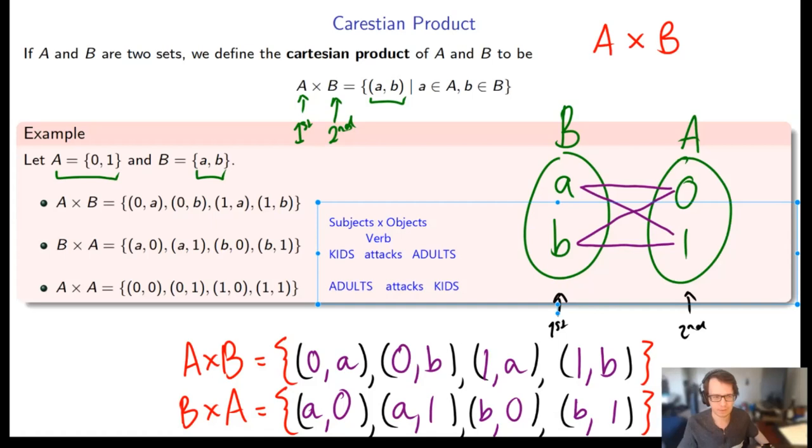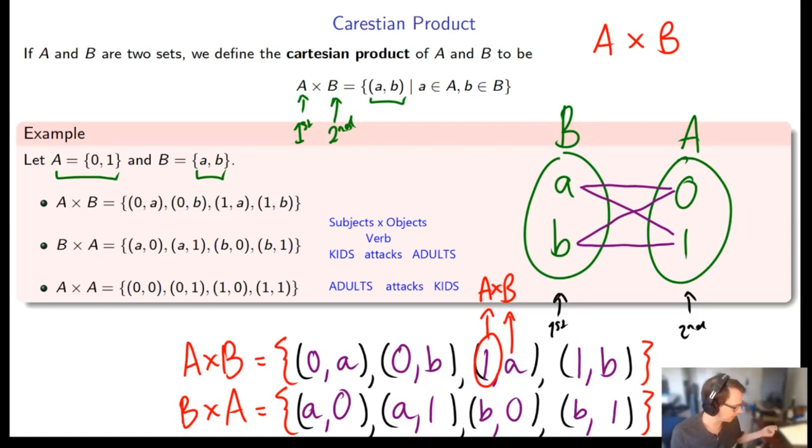And similarly, can you switch around the elements? Like, can you say 0a and then instead of saying 0b, can you say 1a? If it's A cross B, I can do 1a. Because whatever the first element in the pair is has to come from that first set. So if it's 1a, this means that the 1 has to come from the set where 1 originally is. Because a comes from B and 1 comes from A, that would have to be A cross B.